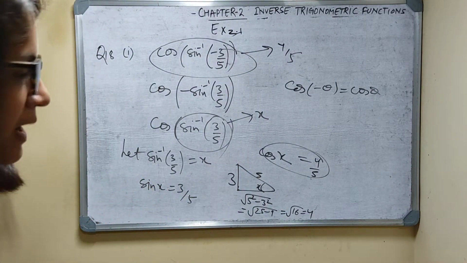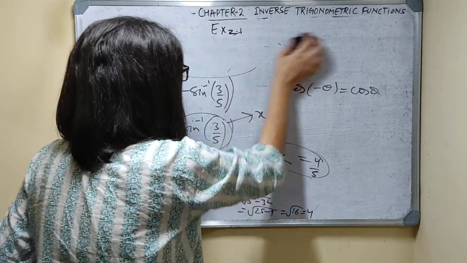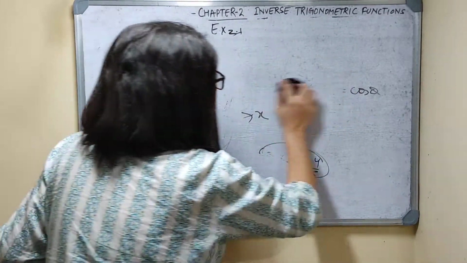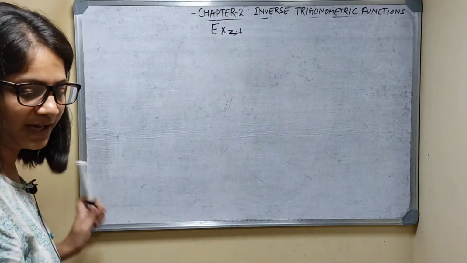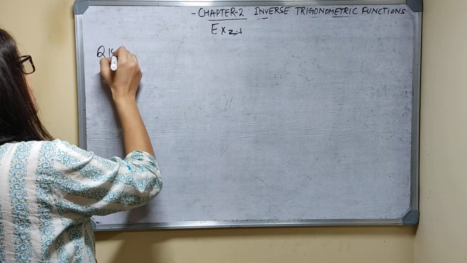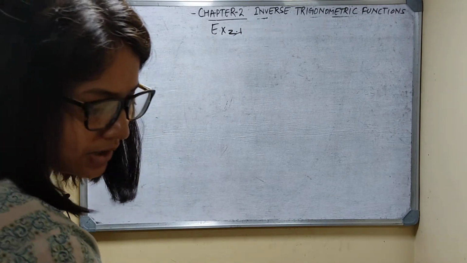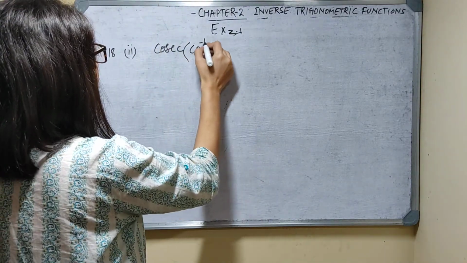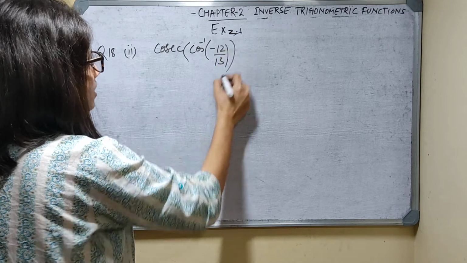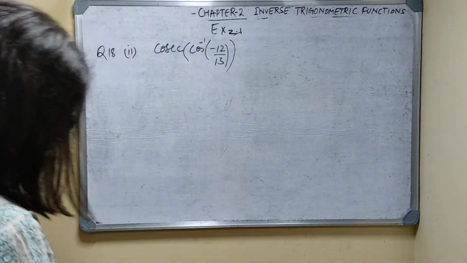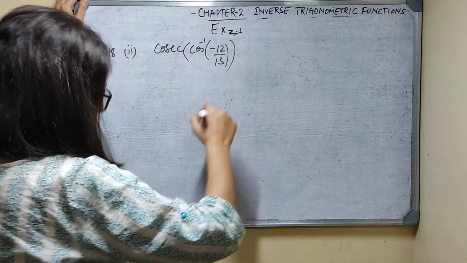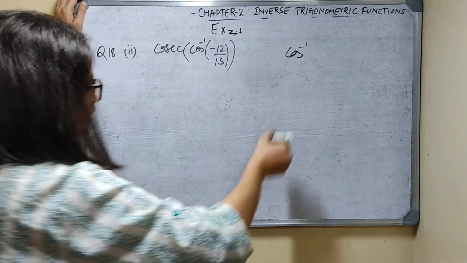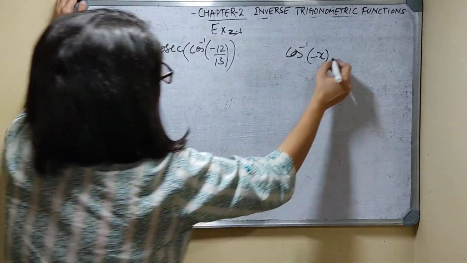Now question number 18, second part. You have to evaluate cosec of cos inverse minus 12 by 13. You know cos inverse of minus x is what? These formulas I didn't teach, but I am writing them here. Cos inverse of minus x is equal to what?